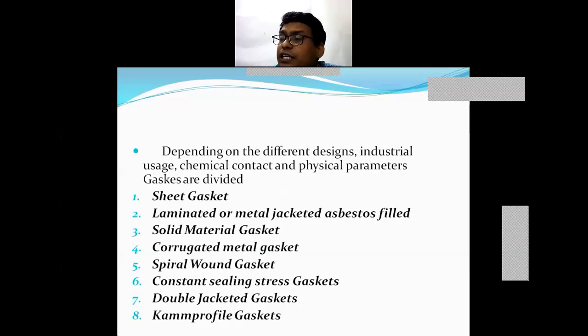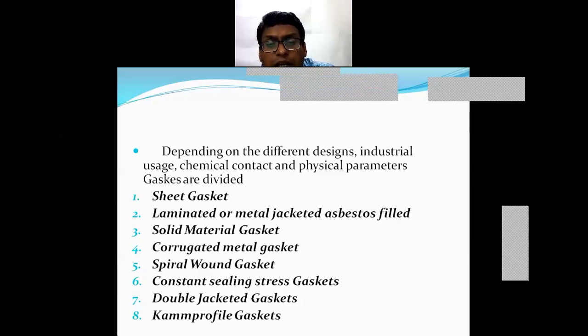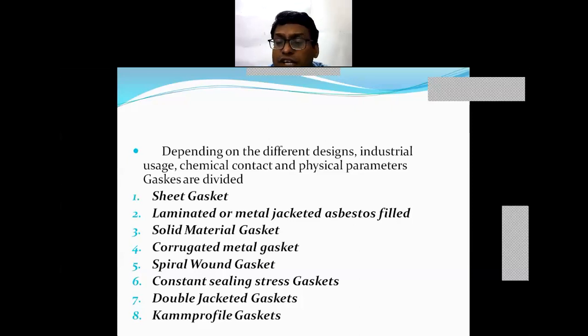Depending on the different designs, industrial uses, and chemical contact and physical parameters, the gaskets are divided into the sheet gasket, then the laminated or metal jacketed asbestos filled, then solid material gaskets, then corrugated metal gaskets, then spiral wound gaskets, then constant sealing stress gasket, then double jacketed gaskets, then cam profile gaskets. This is again a different type of classification.